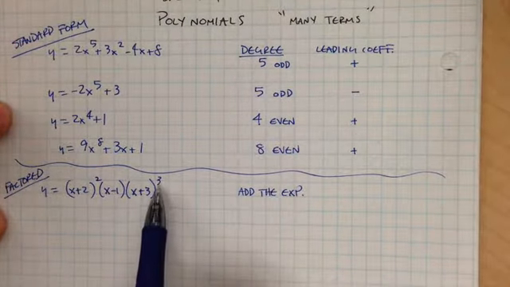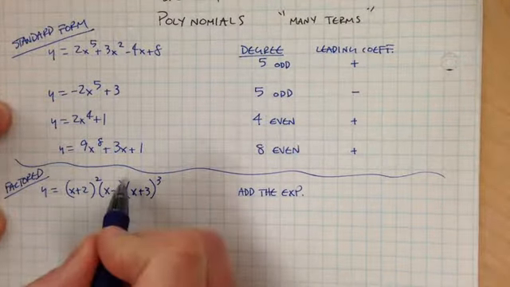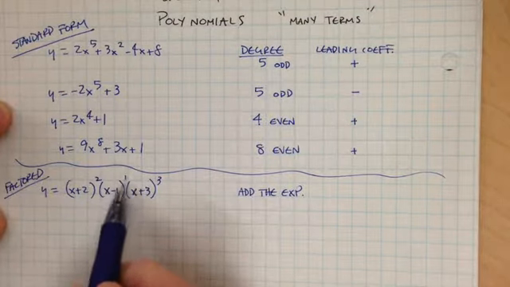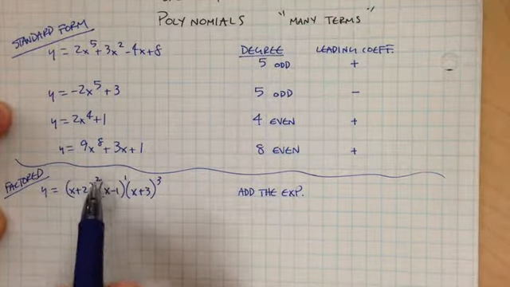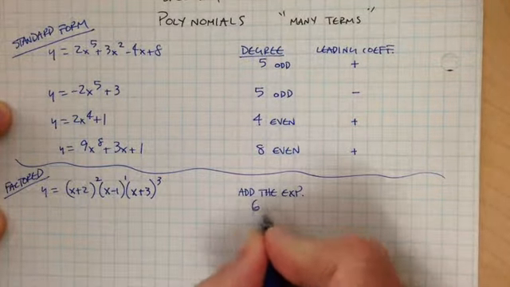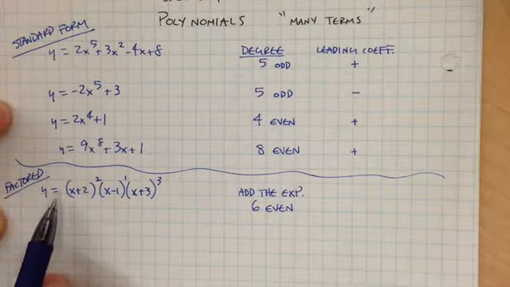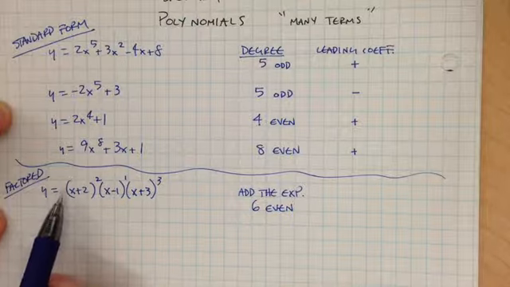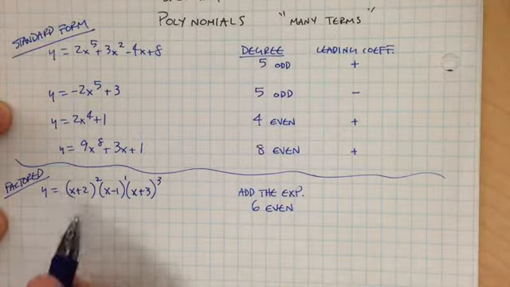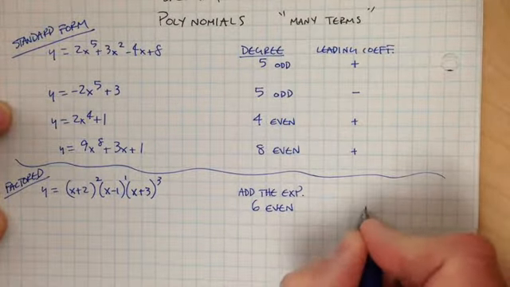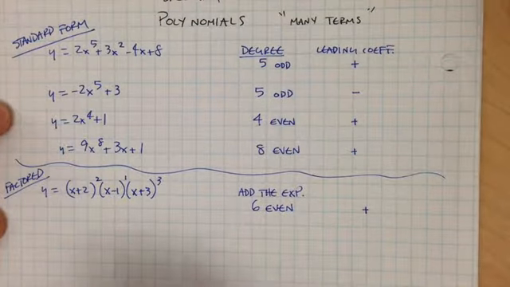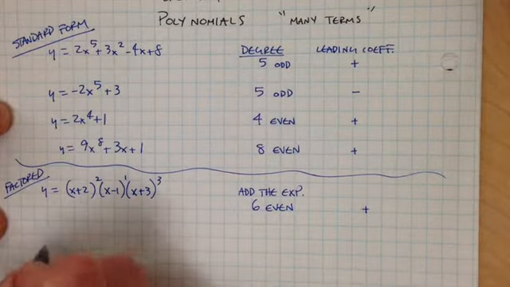So I'm looking at this, I have 3. There is a magical 1 right here, that invisible 1. 3, 4, 5, 6. This has a degree of 6. 6 is even. And you look here out front. That is a positive 1 that you cannot see right there, so my leading coefficient is positive. We'll do a couple more of these.